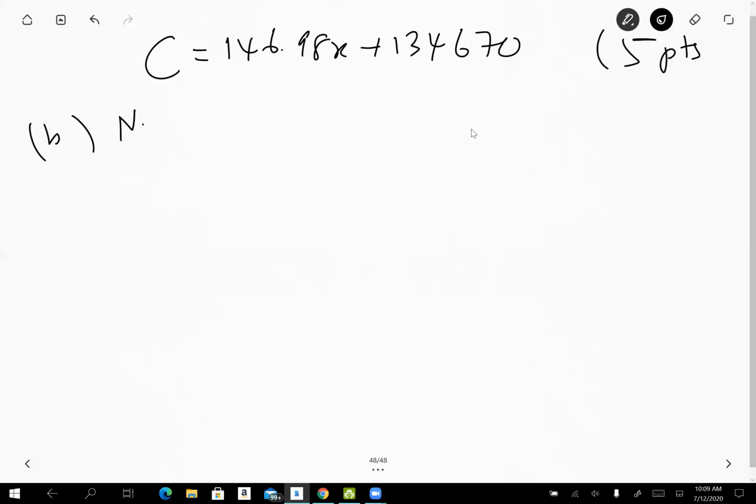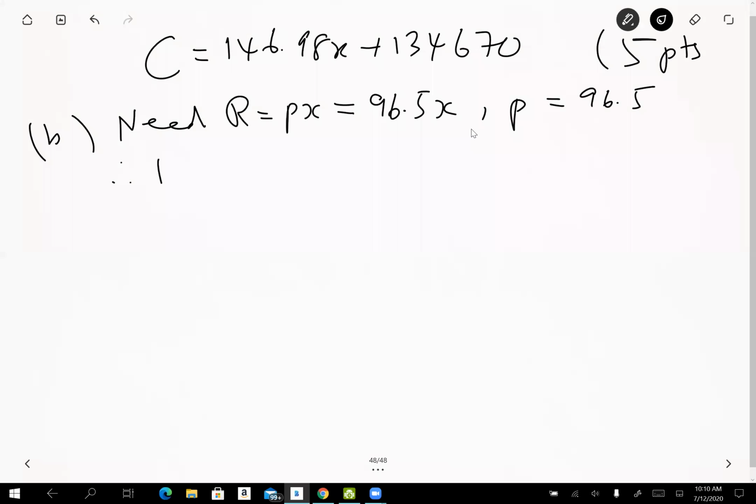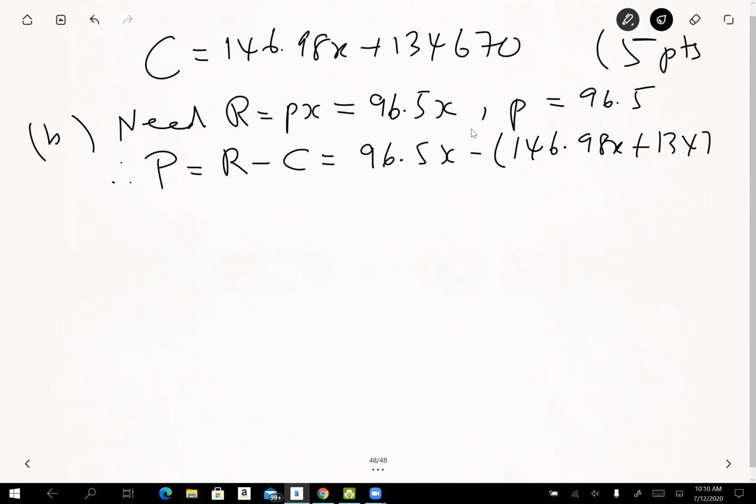So what you need, of course, is the revenue. Revenue is equal to P times X, that is equal to 96.5X. P is given as 96.5. So that is our revenue. Profit is therefore the revenue minus cost. That will be equal to 96.5X minus the cost, which is 146.98X plus 134,670.